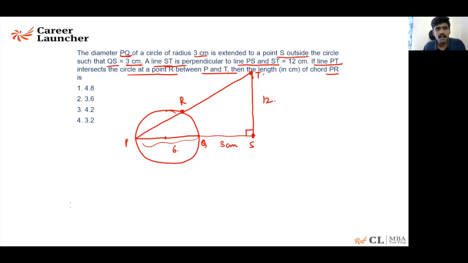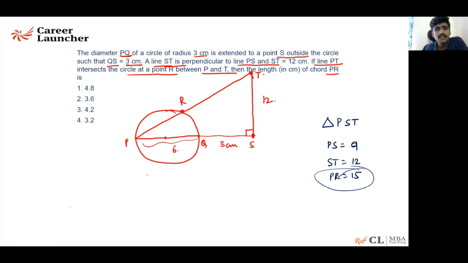Now this is a simple understanding that I want you to have over here. In the larger triangle PST, this is a right angle triangle. PS is equal to 9 and ST is equal to 12. So PT must be equal to 15. Nevertheless, I don't know how I'm going to use this. This is an application of the Pythagorean triplets that we know. 9, 12 and 15 is a Pythagorean triplet.